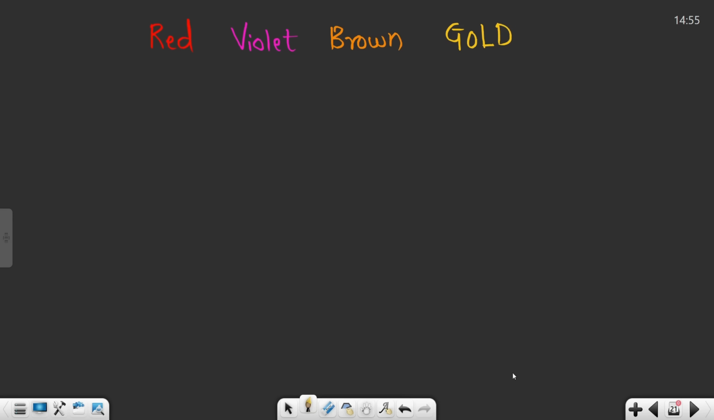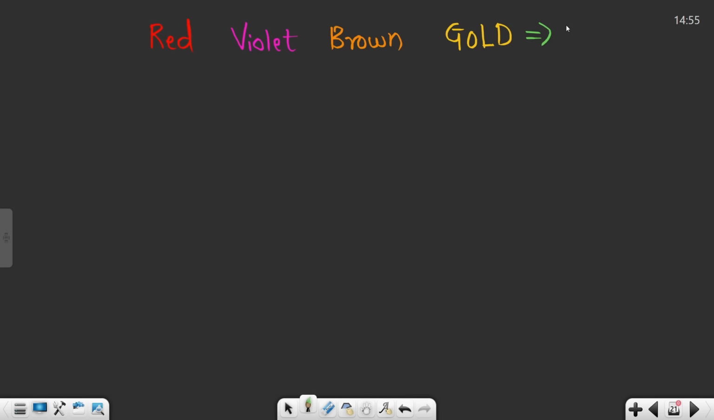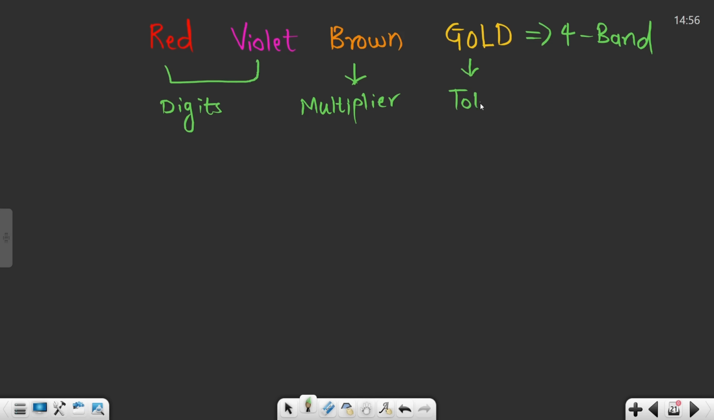Now we need to find out the value for that particular resistor. What we know is that since it is a 4 band resistor, the first two bands are reserved for digits. This one will be the multiplier, and the last one will be the tolerance.